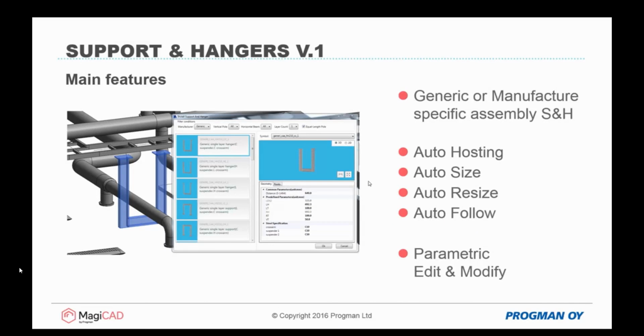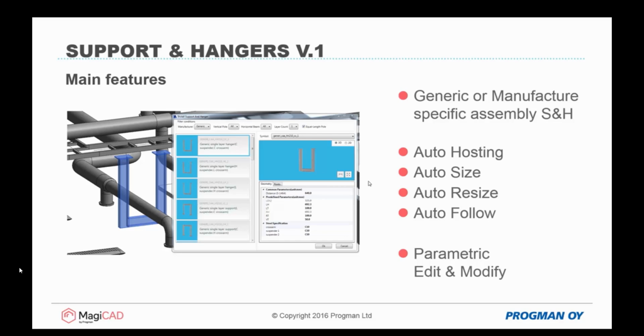One of the main features of the Support and Hanger tool is that it can be used for both generic and manufacturer-specific content as stated earlier. When the user selects an MEP object, the tool automatically looks for an appropriate host to attach to, like a wall, beam, slab, or similar. All this through a linked model. Then it automatically adjusts all the parameters to fit in between and around the segments and the host.